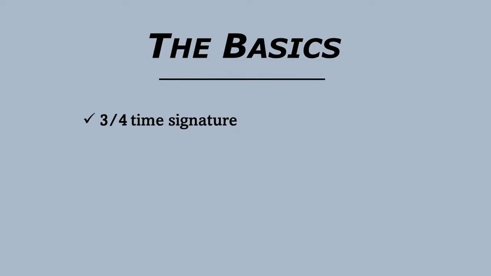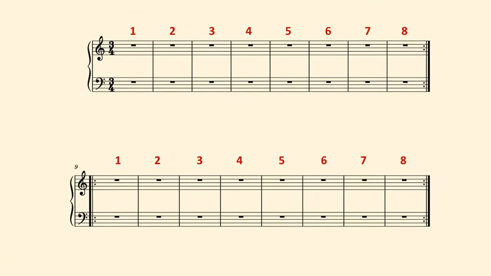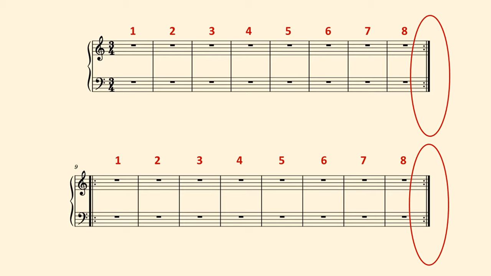A minuet is a piece usually written in 3/4 time signature. The standard form has 16 bars, which are set in two halves of 8 bars each. Notice that each half ends with a repeat bar. So that's actually 32 bars of music once both halves have sounded twice.